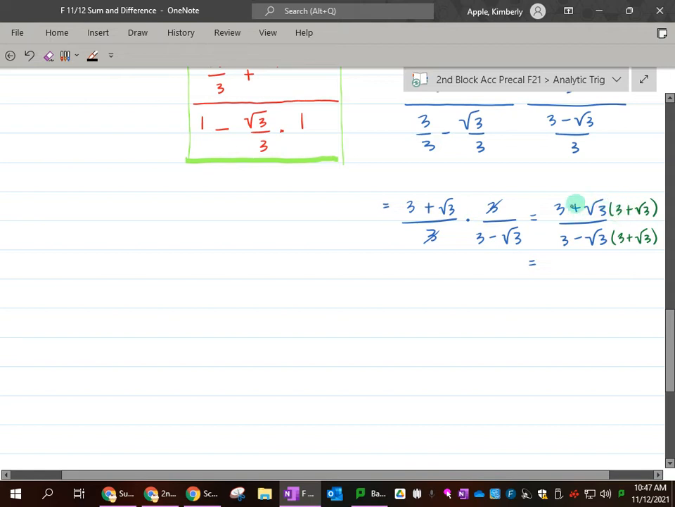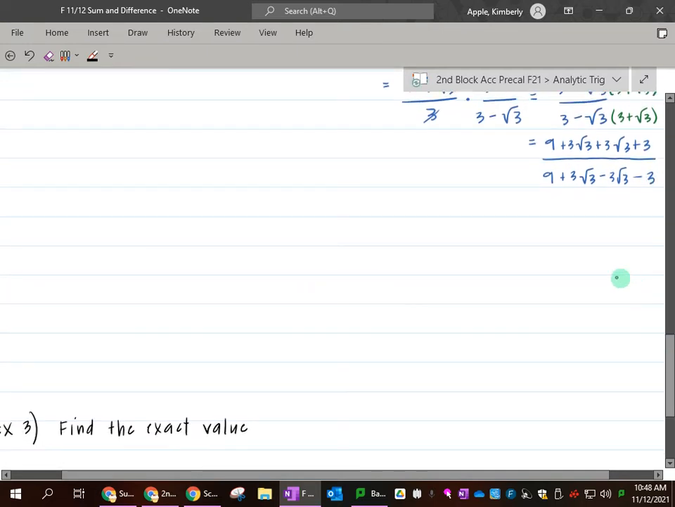So I'm going to multiply these two things together, FOILing or distributing. 3 times 3 is 9. 3 times root 3 is 3 root 3. 3 times root 3 here in the middle is again 3 root 3. And root 3 times root 3 is simply 3. Here on the bottom, 3 times 3 is 9. Then we'll have plus 3 root 3 multiplying the outer terms, multiplying the inner terms, minus 3 root 3, and multiplying these final terms, I'll have negative 3. Keep going. All right.